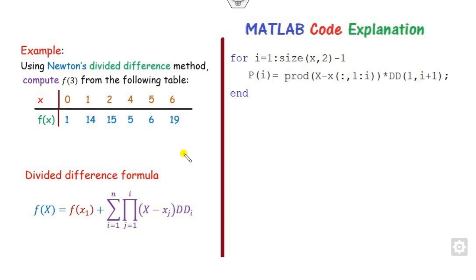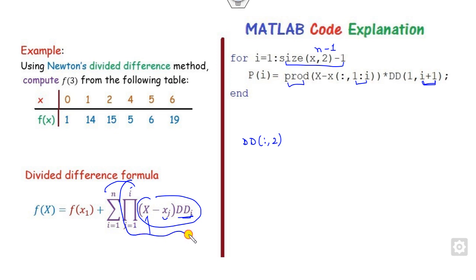Why? Because once you write this expression, you can see that I can write it as a product. So this is the product of x minus xj, where j varies from 1 to n. And the divided difference of i is i plus 1. Since I have written i plus 1, why? Because my divided difference starts from the second column. Now since it is i plus 1, that's why I have written the maximum value as n minus 1, because with n minus 1 it will automatically become n. So it will give you this expression.